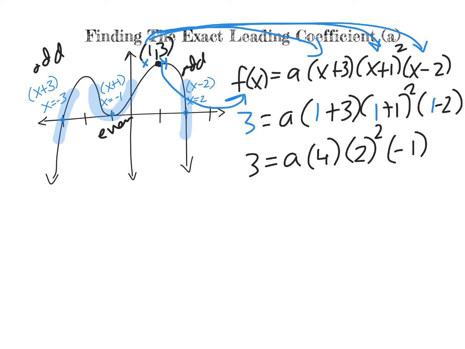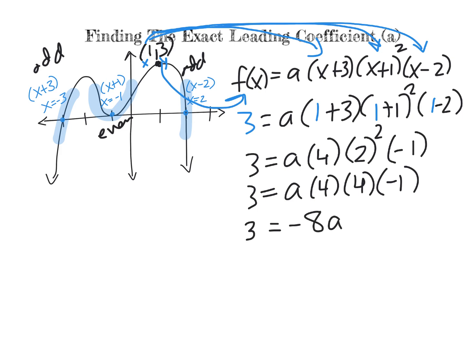Okay? If I multiply the exponent part, I have 3 equals a times 4 times 4 times negative 1. 2 squared is 4. We just did parentheses, we just did exponents, now the next thing is multiplication. 4 times 4 is 16. 16 times negative 1 is negative 16. So I have 3 equals negative 16a. To solve for a, I divide both sides by negative 16. And a equals negative 3/16.